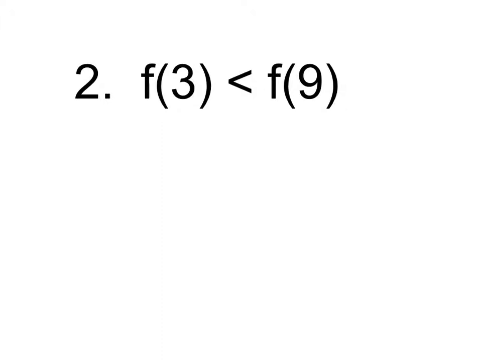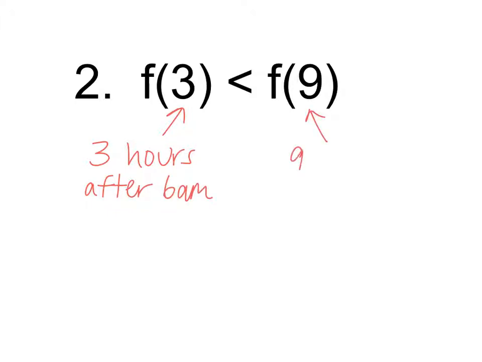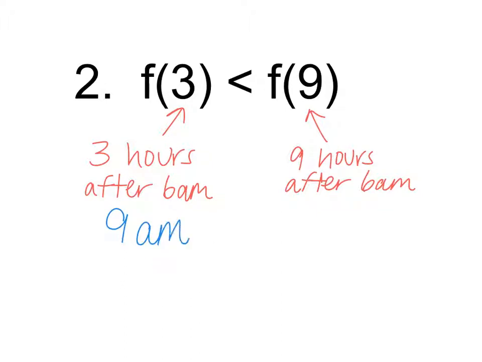So we have, this one is at 3 hours after 6 a.m. And this is 9 hours after 6 a.m. But we're talking about time here. You don't want to just leave it in terms of hours. What's 3 hours after 6 a.m., guys? 9 a.m. And 9 hours after 6 a.m. would be 3 p.m.